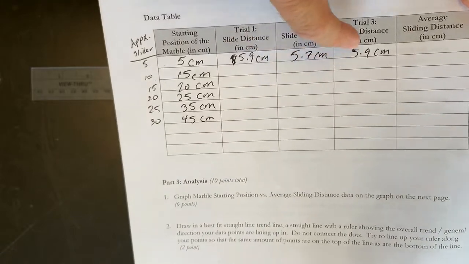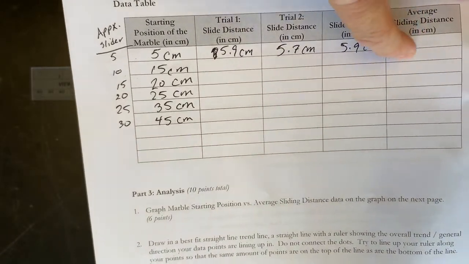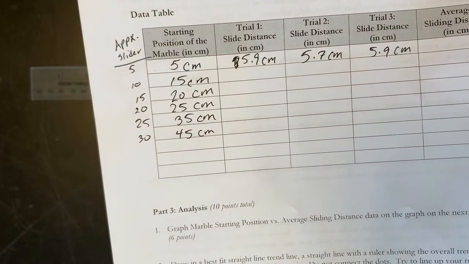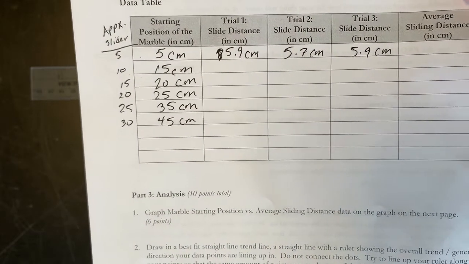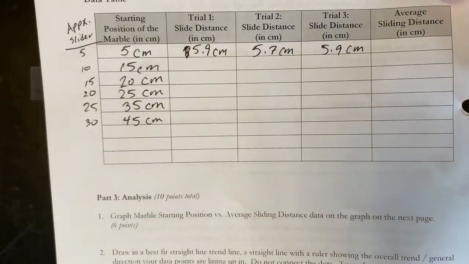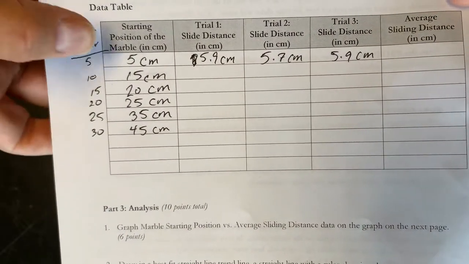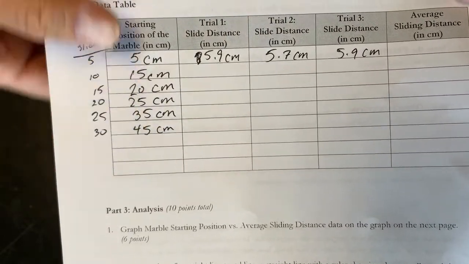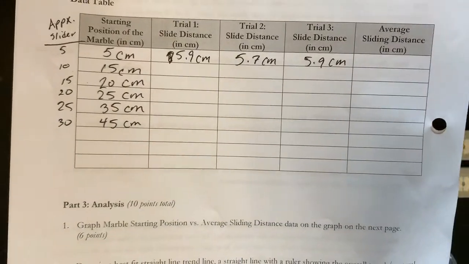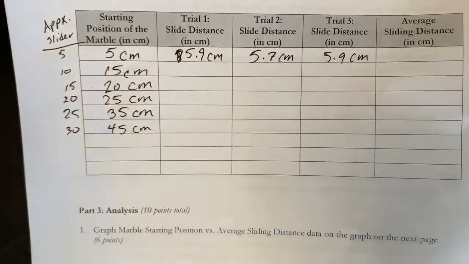I'm going to add all three of those up and divide by 3 to get my average sliding distance. All right, now I'm going to speed through and give you the rest of the data here. When you get the rest of the data, you'll be able to average this column out, and then you'll be able to graph the starting marble position over here with the average sliding distance over here, and I'll do a little demonstration to help you out with that.